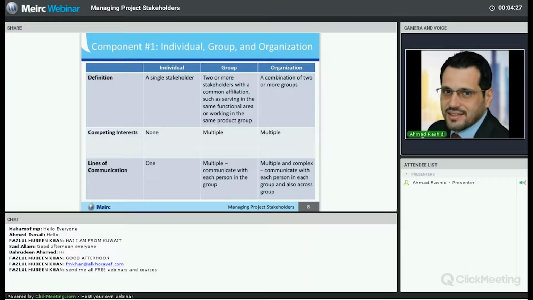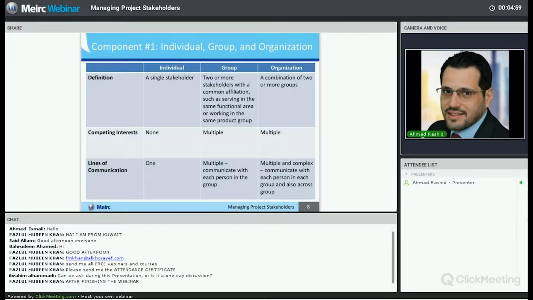Component 1 is all about individual, group, and organization. As you can see from this slide in front of you, there are different levels of stakeholder. The stakeholder can be at an individual level, group, or organizational level. When you talk about an individual, as it says, we have only one single stakeholder. And they don't have any competing interests here because we have only one stakeholder, and the communication line between us and this stakeholder is one only. But if we are talking about group stakeholders, then we're talking about 2 or more stakeholders.